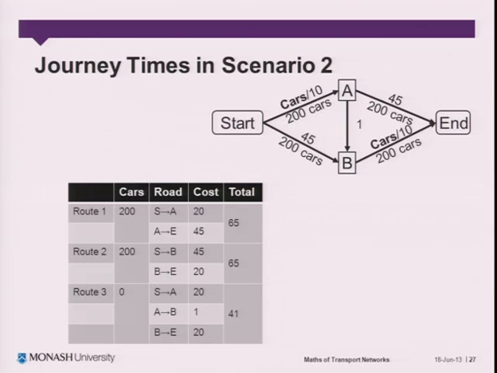So let's change the number of drivers going. This is scenario two. We've got 200 going via route one and 200 going via route two. So in this case, both route 1 and route 2 take 65 units of time. Route 3, so we've got 200 cars going from start to A, so the time is just 20, and then a time of 1 from A to B, and then 20 again from B to N. So the total time for route 3 would be 41 if there was anybody on it.